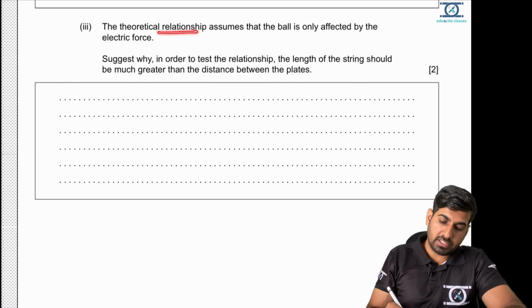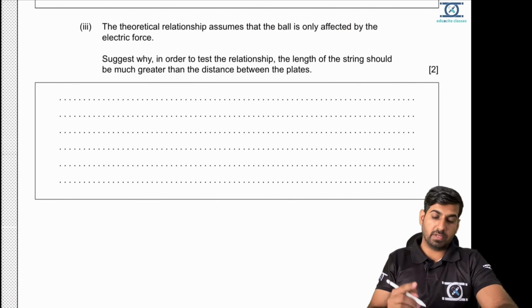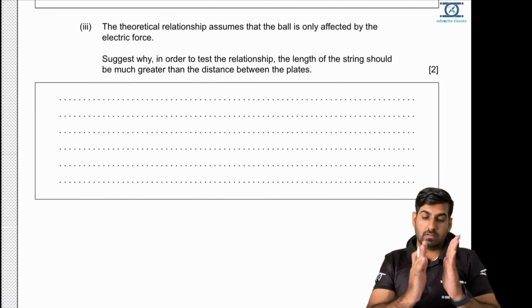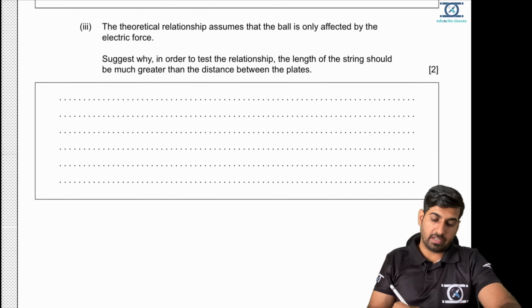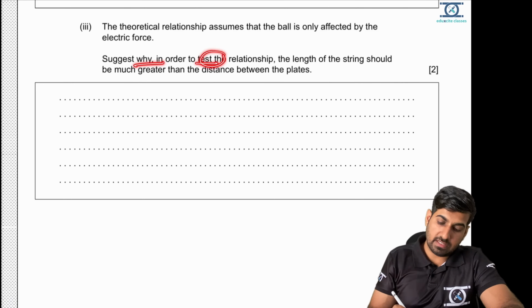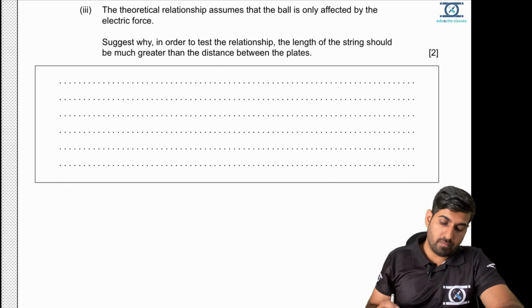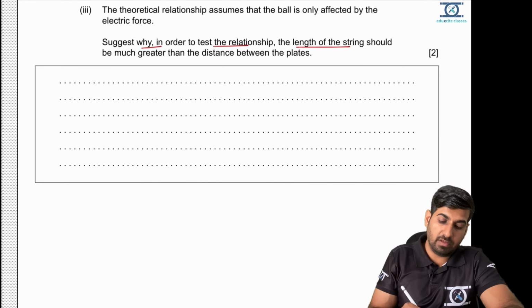The theoretical relationship assumes that the ball is only affected by the electric force. So we assume here that the ball is only affected by the electric force. Suggest why, in order to test the relationship, the length of the string should be much greater than the distance between the plates. Now, why should the length be greater?